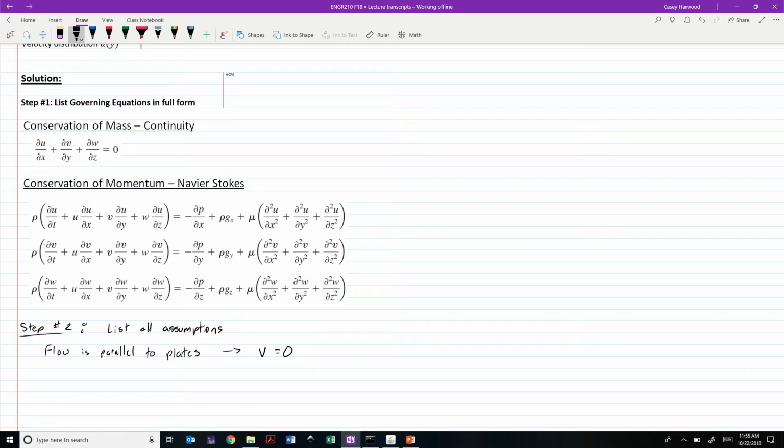Second assumption will be no flow into or out of the page. In other words, we're assuming that we've set up our coordinate system so that the x-axis points purely in the direction of flow, so that there's no flow along the z-axis, which indicates that w will be equal to 0.